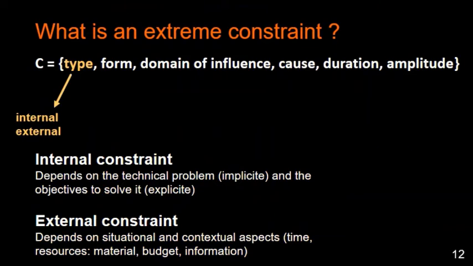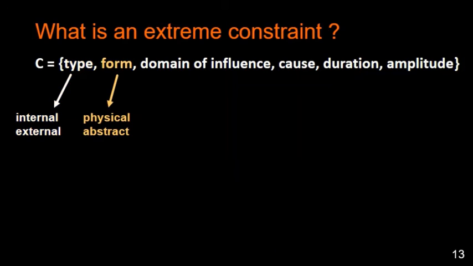Okay, let's have a look at the details. When we talk about the type, I mean internal constraint or external constraint. The internal constraint only depends on a technical problem. The external constraint depends on the situational or contextual aspect, for example, access to resources, material, budget, or information. The form can be physical or abstract. We already talked about it before.